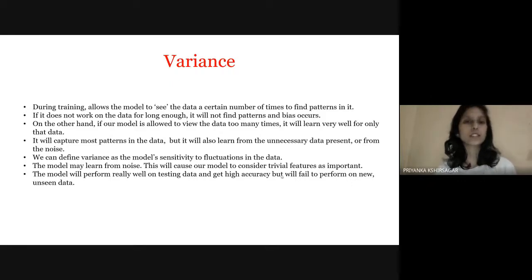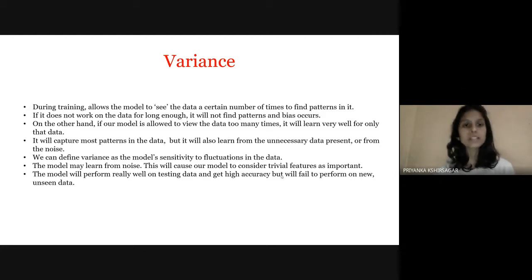Next is the variance. What do we mean by variance? During training, the model is allowed to see the data a certain number of times to find the patterns in it. If it does not work on the data for long enough, it will not find patterns and bias occurs. On the other hand, if our model is allowed to train on the data too many times, it will learn very well only for that data. It will capture most patterns in the data, but it will also learn from the unnecessary data present, or from the noise itself. So, we can define variance as the model's sensitivity to fluctuations in the data.